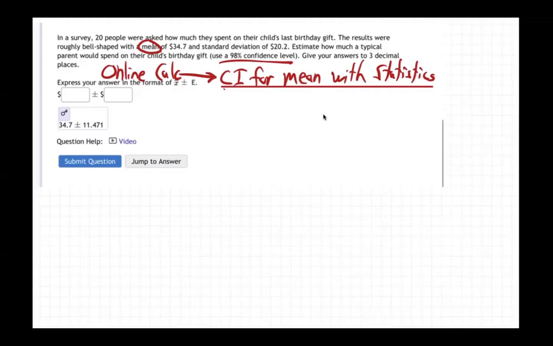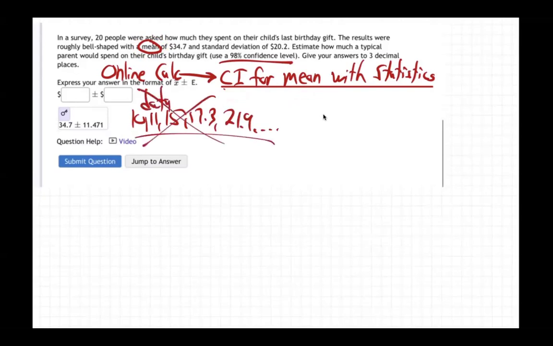So again, how did I come up with that? It's a confidence interval for a mean. They said mean. They didn't say proportion. And there's no data. You know what I mean by data? Data would be like a list of numbers: 10, 11, 15, 17.3, 21.9. That would be data. We don't have anything like that. There's no data list. So it's not with data, it's with statistics. So we're going to go there and put in the numbers.